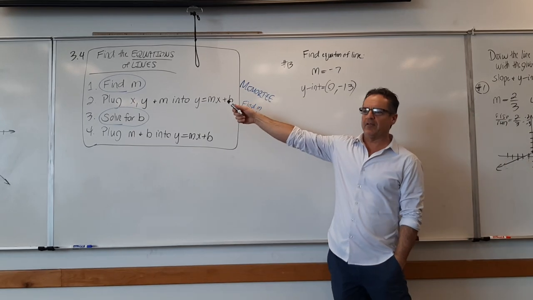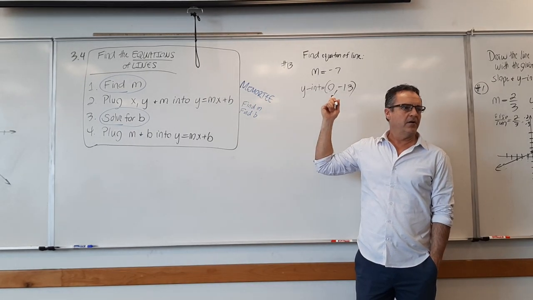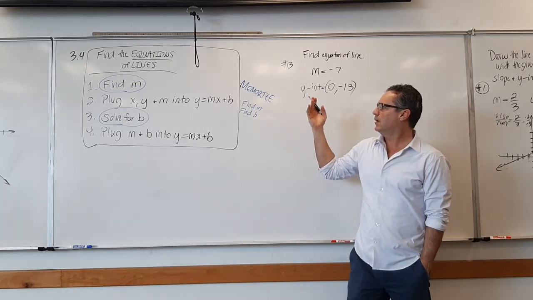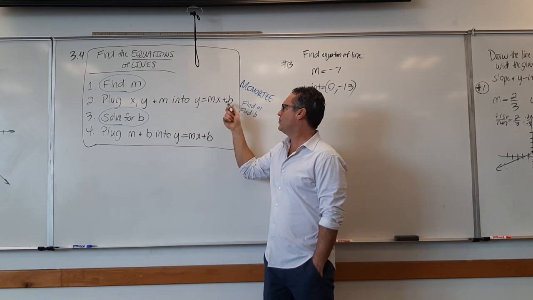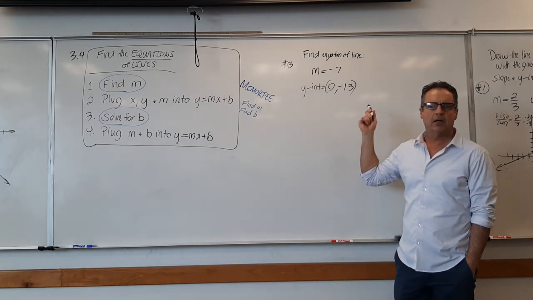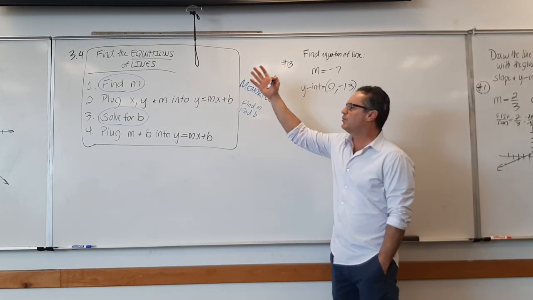What's the first step in finding the equation of a line? Find m, the slope. What's the m here? You don't have to find it. They gave it to you. Next thing, it says plug x, y, and m into y equals mx plus b so you can solve for b. In other words, find b. Well, what's b? b is negative 13. And they gave that to you. So they're really doing steps 1 through 3.